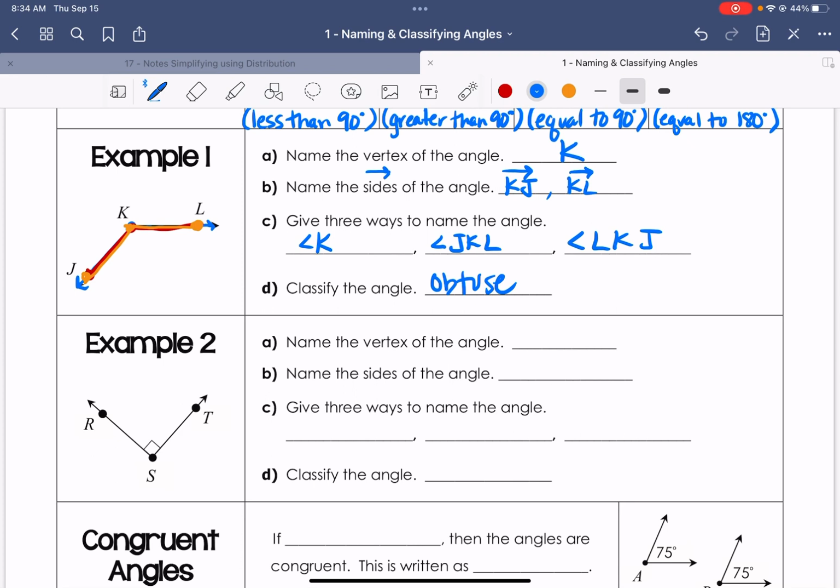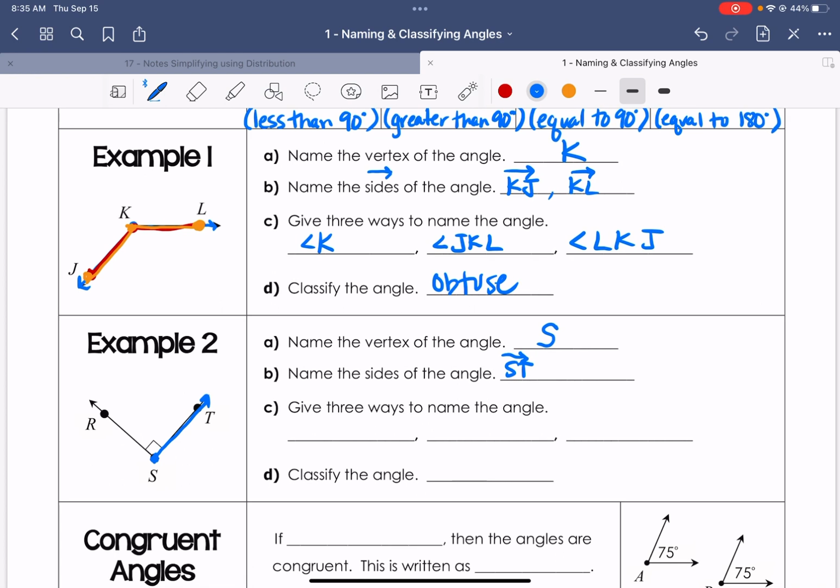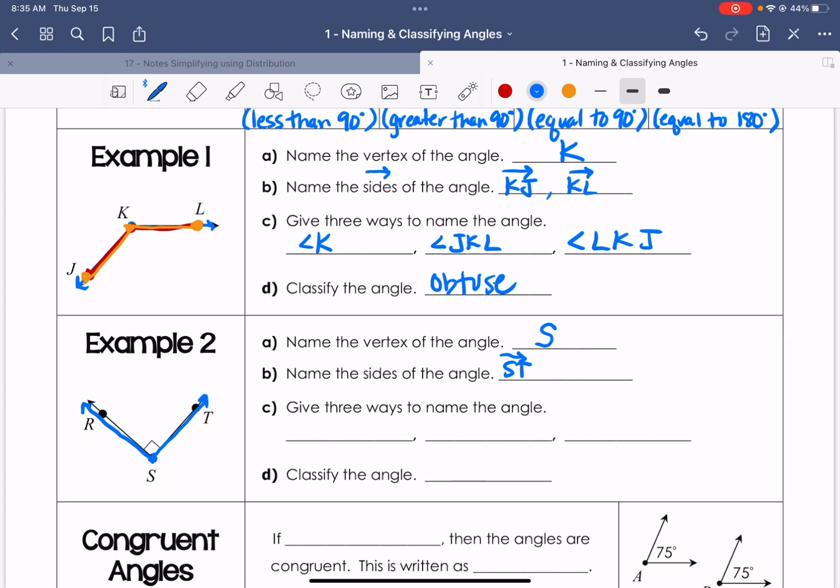Okay, so hopefully you've tried it. It says name the vertex of the angle. Remember, our vertex is at the corner here, so that would be S, point S. The sides go from the vertex out, so ST. Make sure you have your symbol over it, and SR. Make sure you have the symbol over it. Three ways to name the angle.